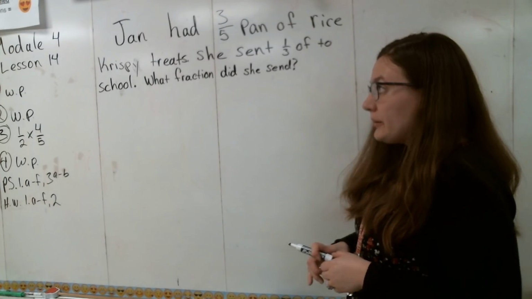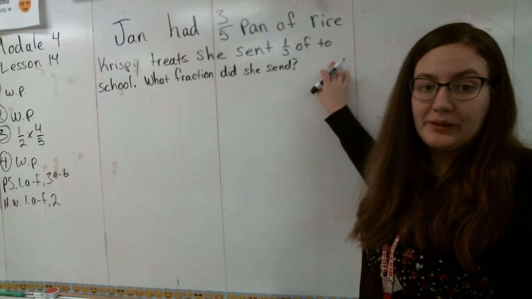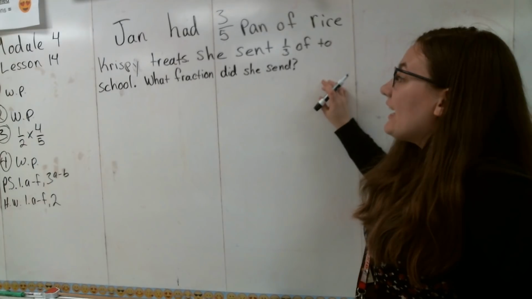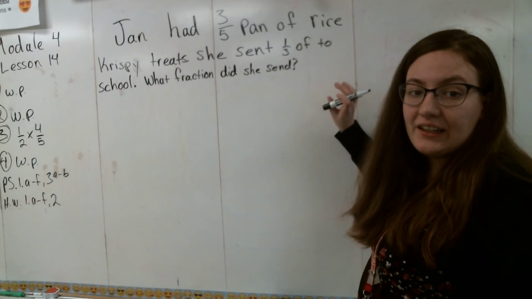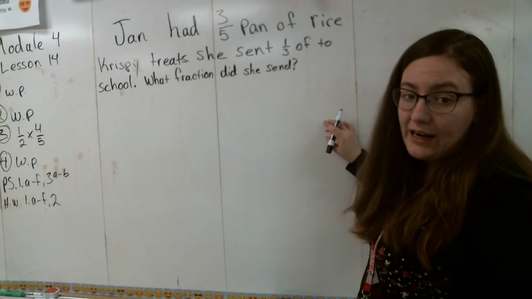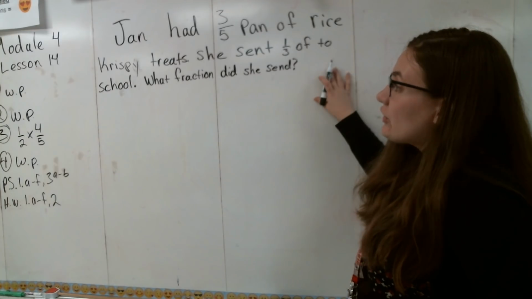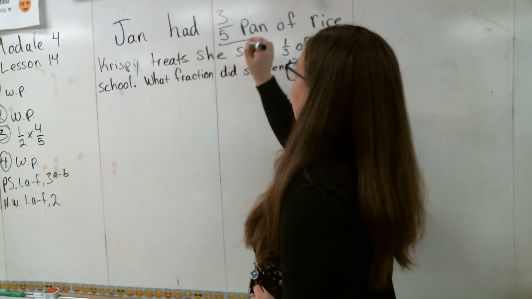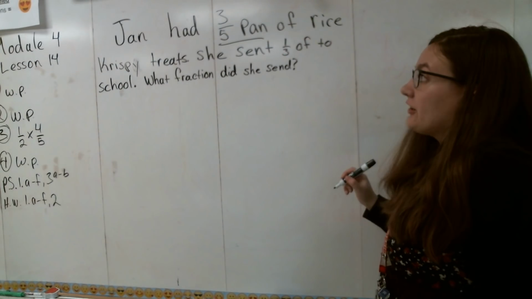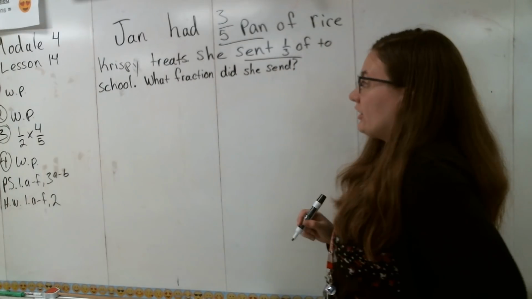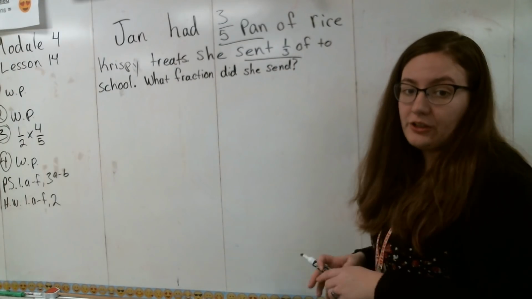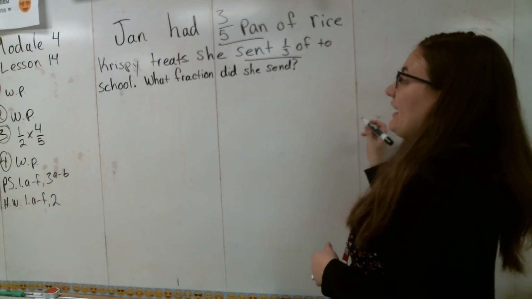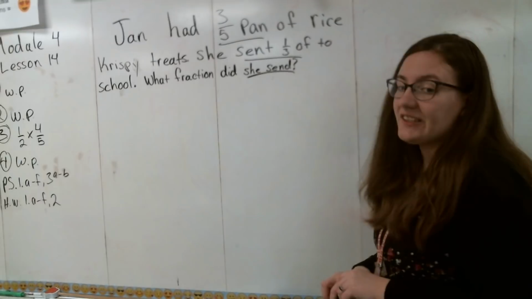So for our first problem, we have a word problem, and it says Jan had 3/5 pan of Rice Krispie treats, and she sent 1/3 of the pan to school. What fraction did she send? If I'm looking for the important information, I know that 3/5 pan of rice is important, and that she sent 1/3 of this. These problems are very similar to the ones from the previous lesson, just different types of fractions. And I'm trying to figure out how much did she send.